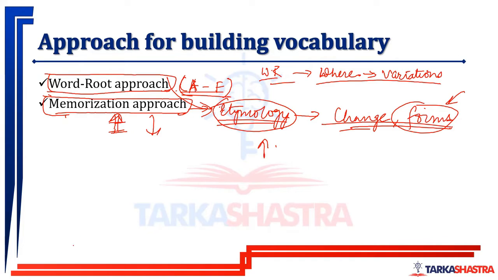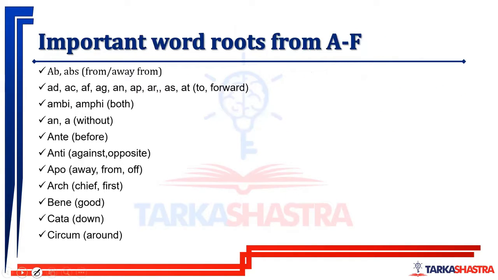So we are going to take a look at both the approaches. Let's get started. The first approach that we are going to take a look at, and the most important part of this particular session, is the important word roots from A to F. Now, for the purpose of these important word roots, we have to make sure that we are jotting down all the important words. I have given you the word roots on the slide along with their meaning. Whatever words I give you, aside from those, you can also think of certain other words that you want to derive from these particular word roots.